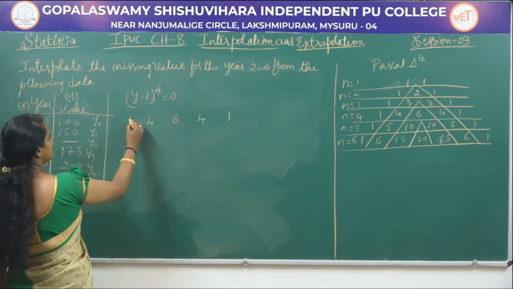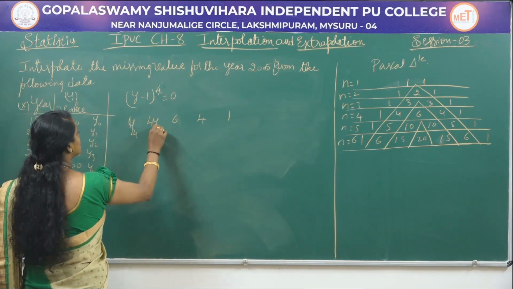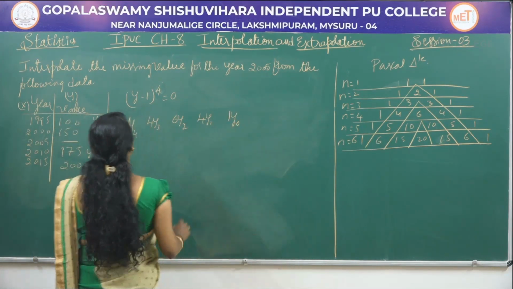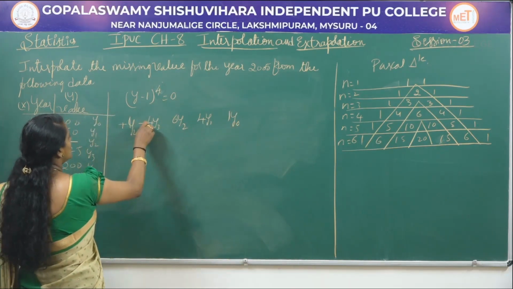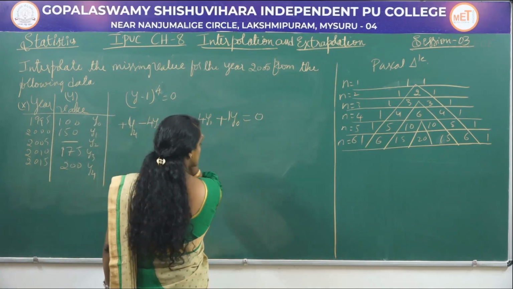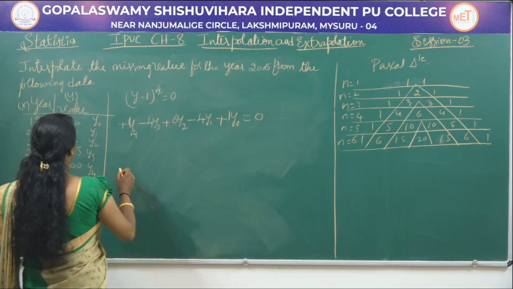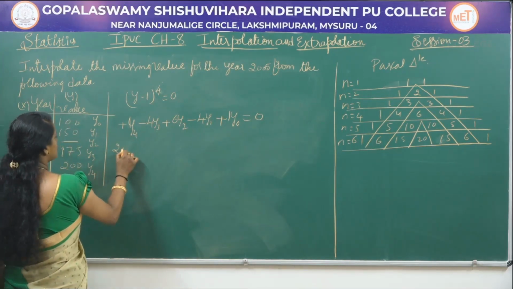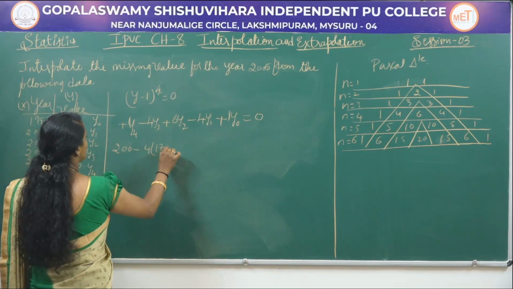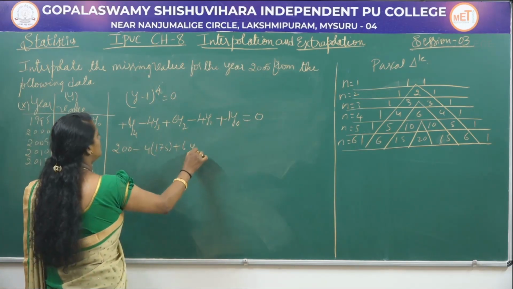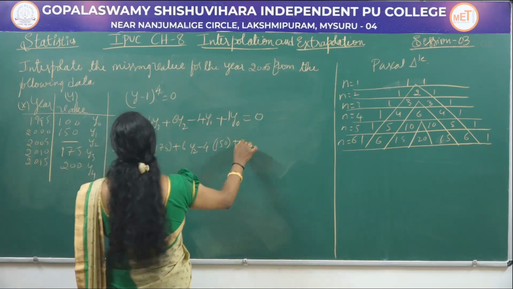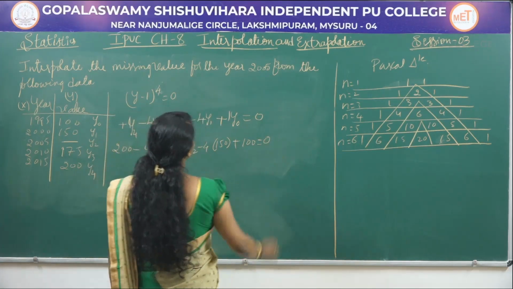Next take down the y values: y4, y3, y2, y1, y0. Next, the signs: plus, minus, and equate to 0. Next, substitute the y values. So y4 is equal to 200, minus 4y3, 175, plus 6y2, minus 4y1 is 150, plus 100 is equal to 0.